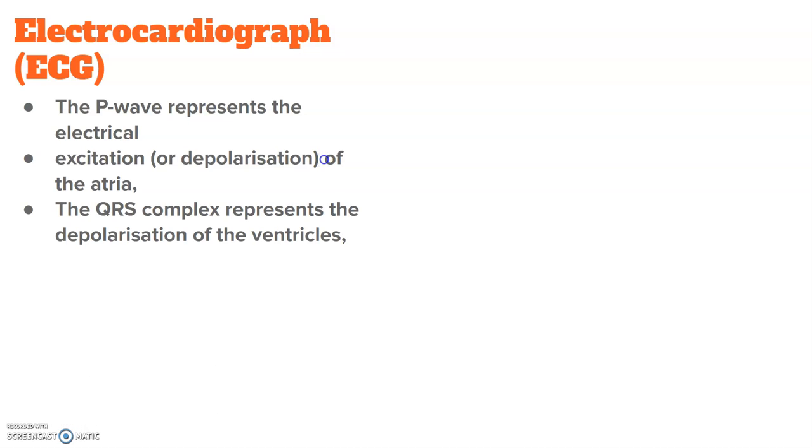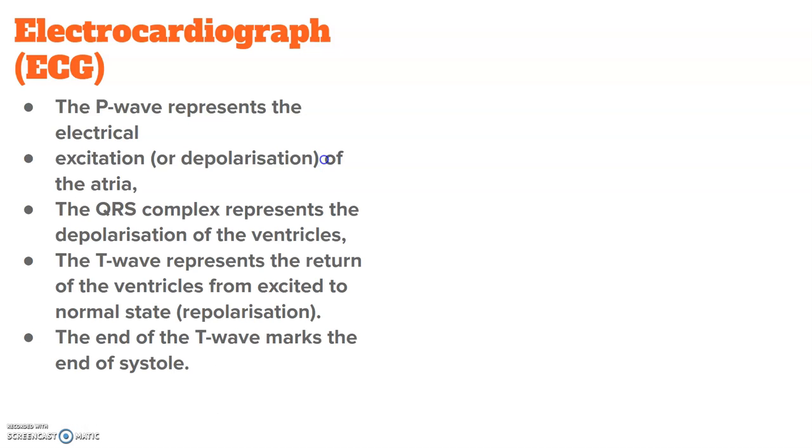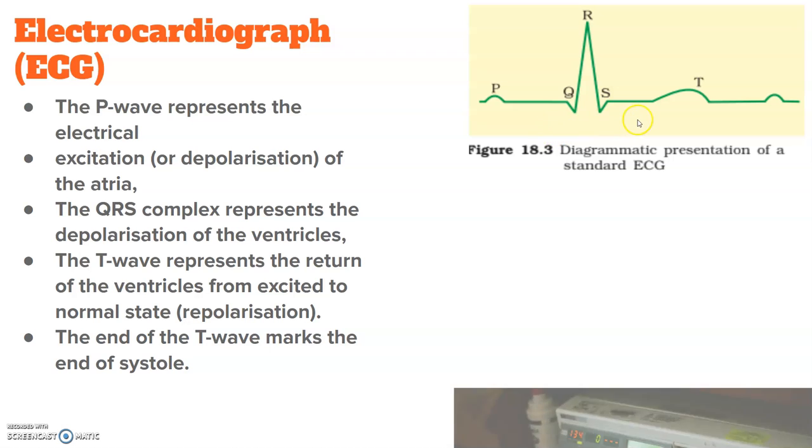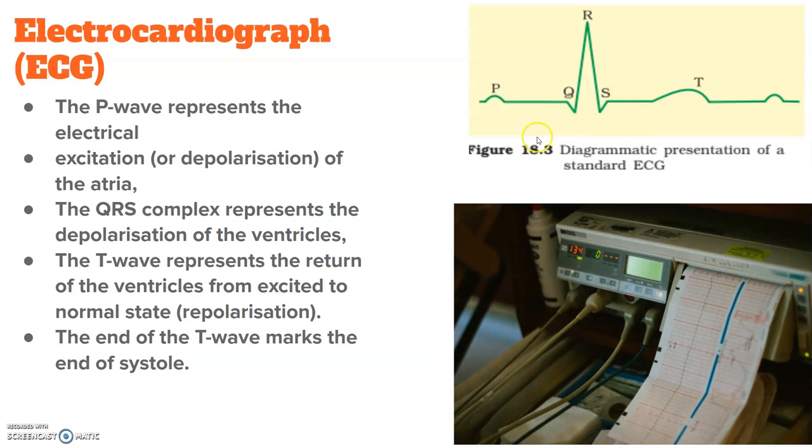ECG is a graphical presentation of the electrical activity of the heart during a cardiac cycle, and to obtain a standard ECG, I'll show you the figure of ECG first, then I will explain all the points. So this is a typical ECG, and this is the machine through which this ECG can be taken.